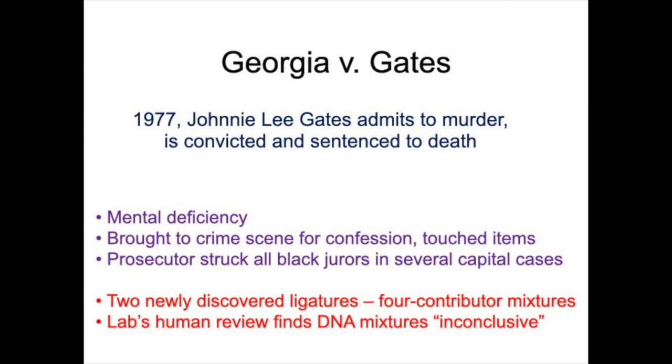This is a case of Georgia versus Johnny Lee Gates. In 1977, he admitted to a murder, was convicted, and sentenced to death. The case gained national notoriety because of some issues. He was intellectually challenged. He had some mental deficiency.